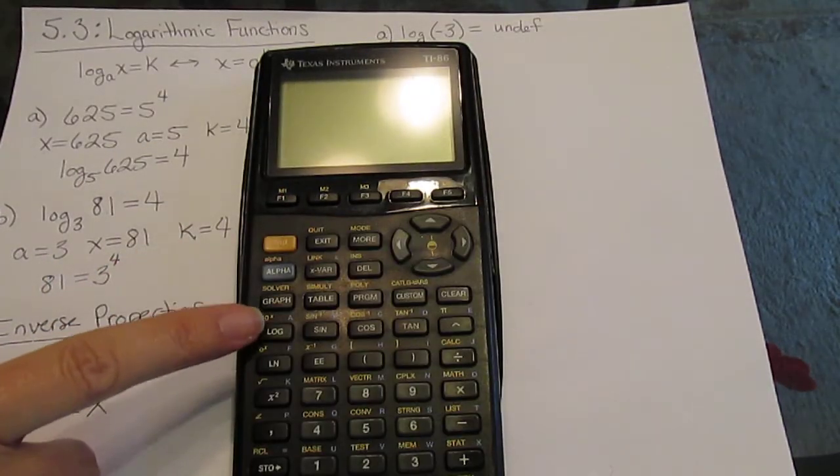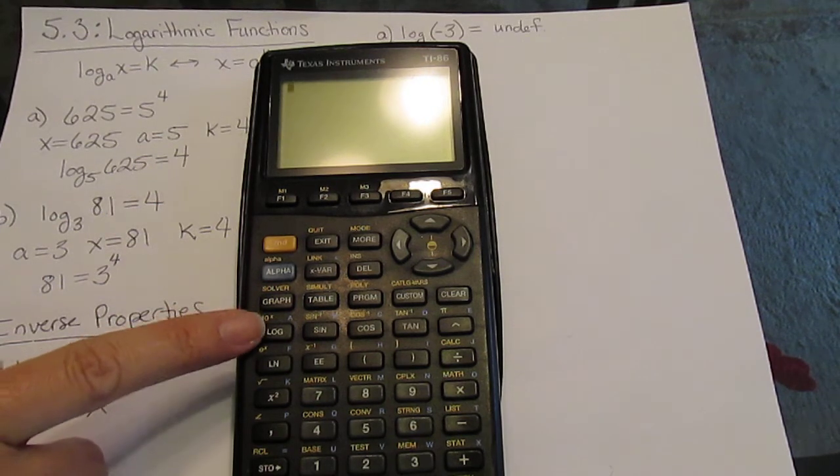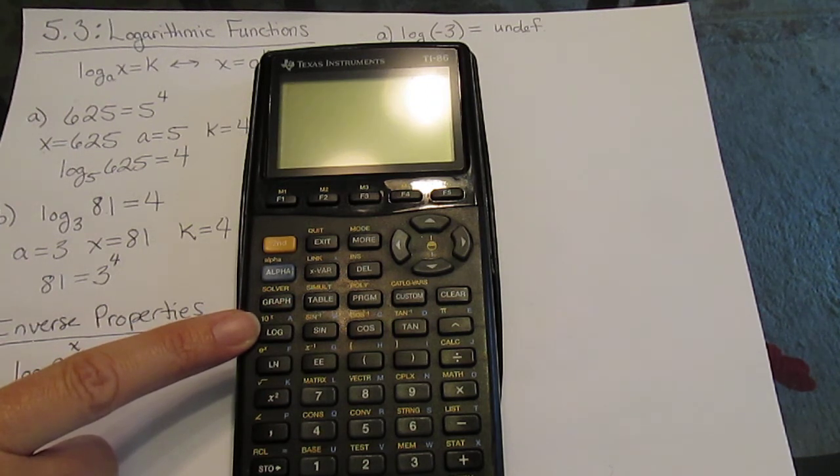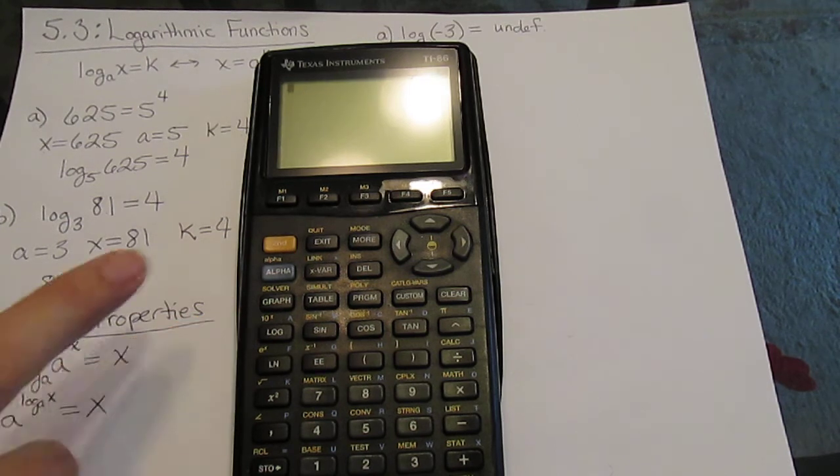That's the log button right there. That is only base 10. So make sure you have base 10 when you're using this log button on your calculator. I will show you how to put other logs in your calculator. There's a formula that we can follow, but if you're just straight pressing the log button, it better be log base 10.